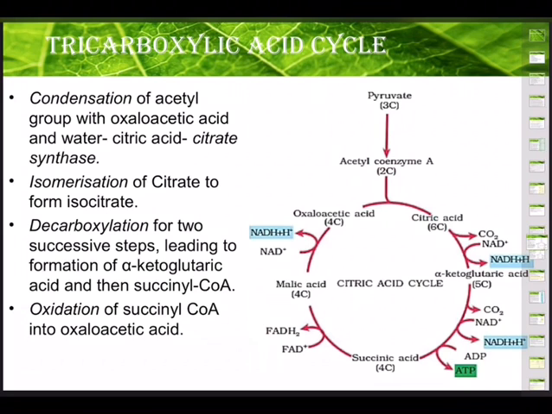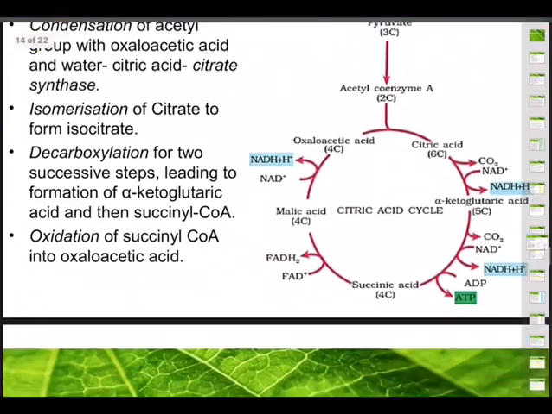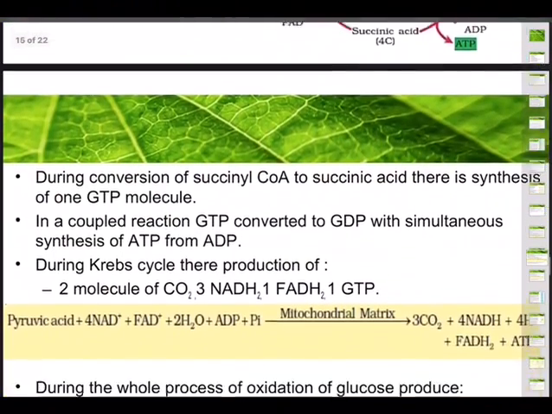For example, in the second step, if you see, all this we spoke, I wanted you to focus on this tricarboxylic acid cycle. See, there are so many substances that are formed, like citric acid, alpha ketoglutaric acid, succinic acid, malic acid. What about these? Do they also undergo oxidation?